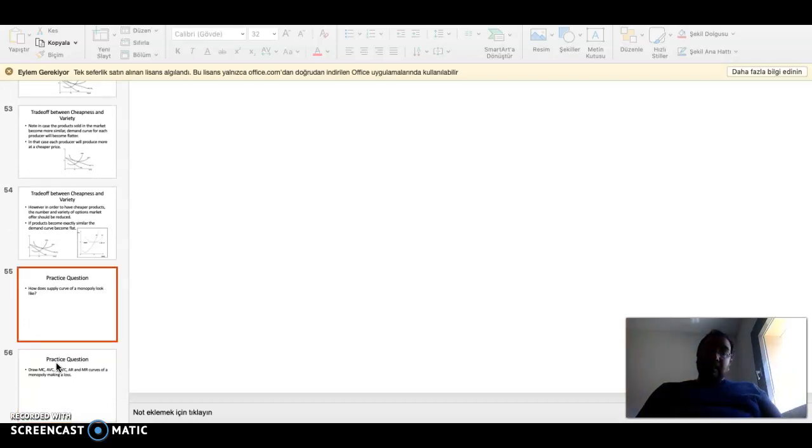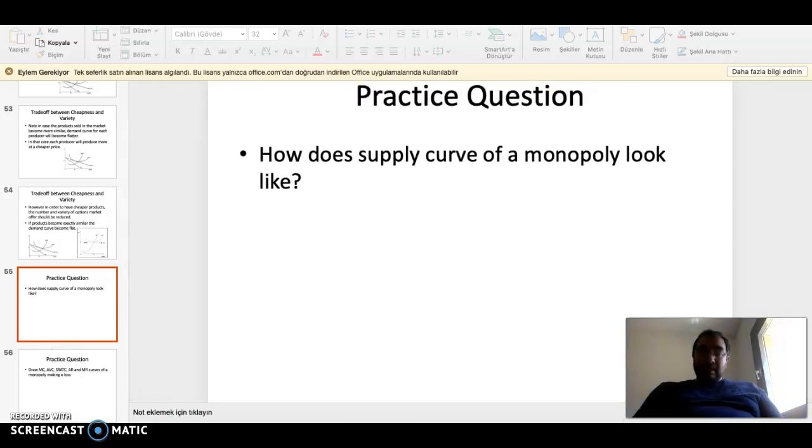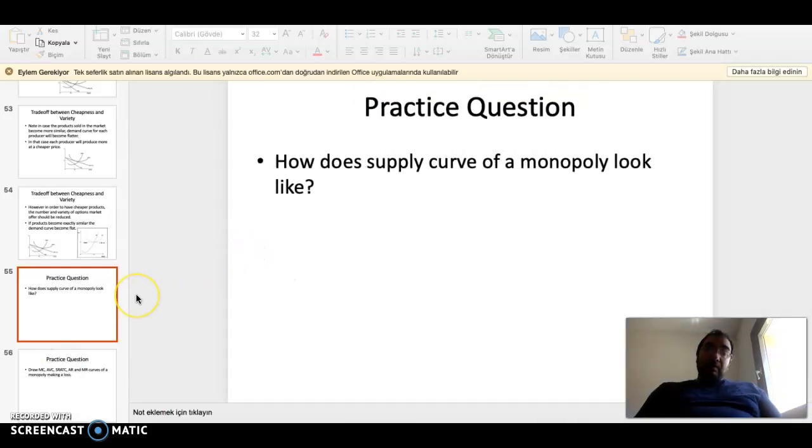If we have no time left, then we might have another video. But let's try to do it. So this is the first practice question: how does the supply curve of a monopoly look? Well, monopolies don't have supply curves, as I have mentioned before. Why don't they have a supply curve?